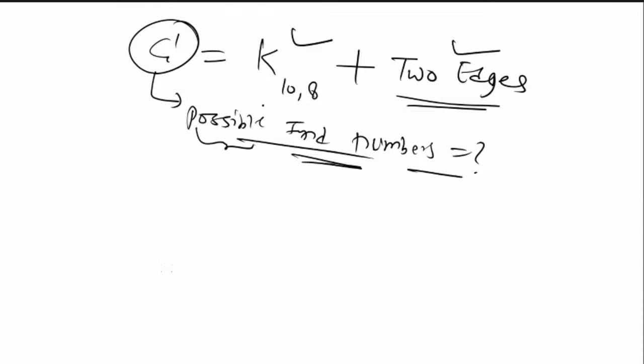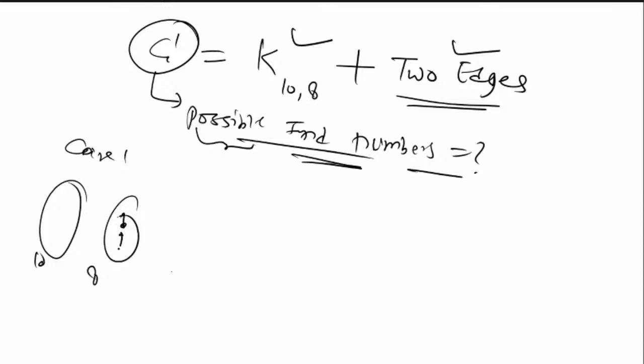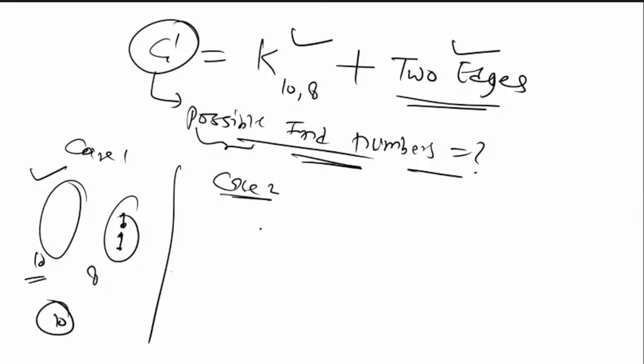Let's see. So here they are adding two edges. Case one is this. Here 10 vertices, here 8 vertices. Let's assume both edges are added here. If both edges are added here, then the answer will be 10, because this bigger part you can take. In case 2, let's assume that in this bigger part they are adding two edges.